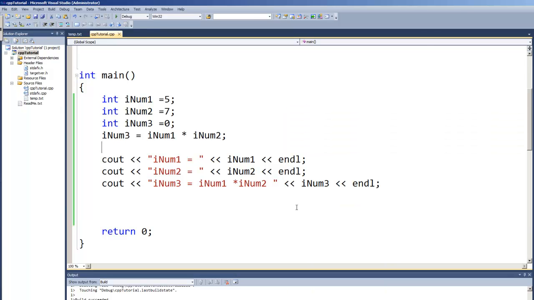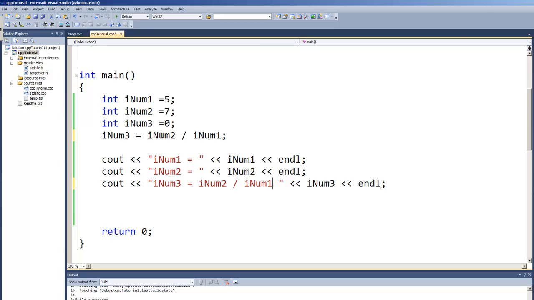Now, here's where we need to be careful in dealing with numerics or integer values. I'm going to do a division, and let me change the order. Let me do inum2 divided by inum1 the first time, and let me change the output part in the quotes so we remember what we've done.